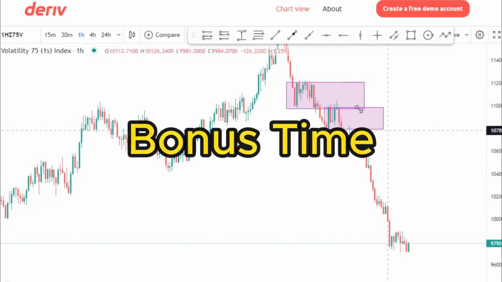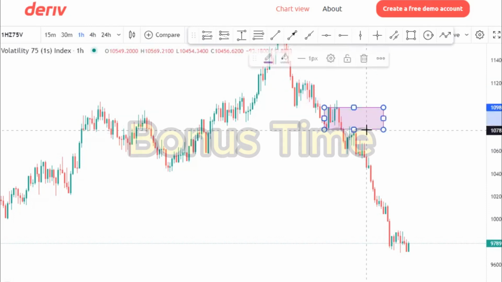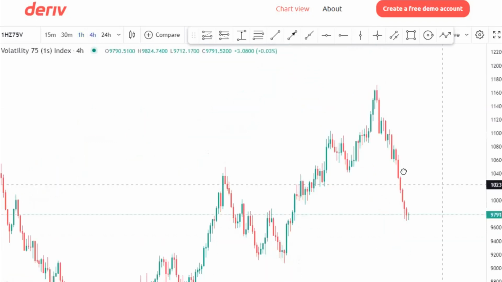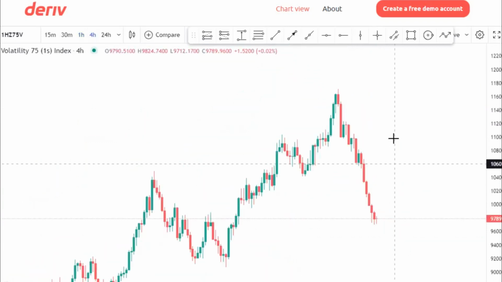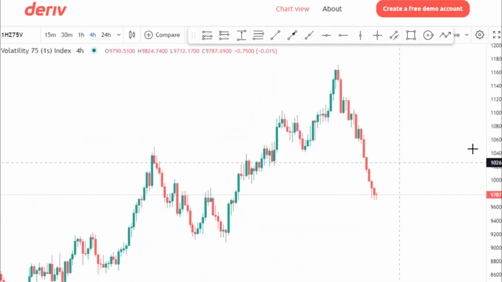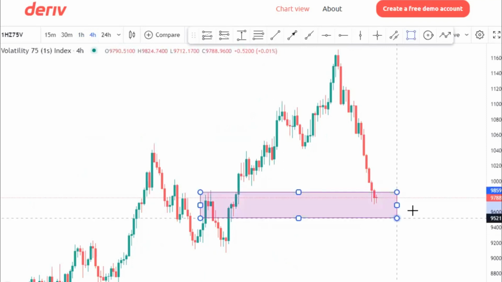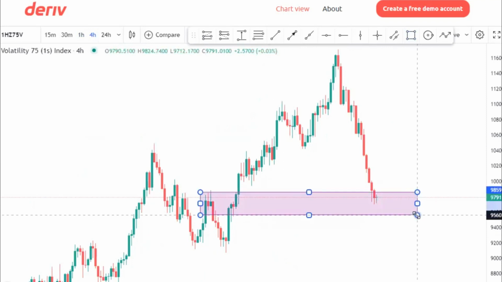All right, let me show you something I'm expecting on this particular asset now. I want to go back to the 4-hour time frame. All right, this is the 4-hour time frame of this same asset. Now the market has been dropping and then it dropped back to this level. So this is a very important level. The market has returned back to a very important level.